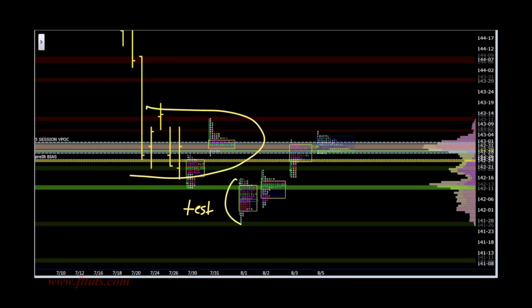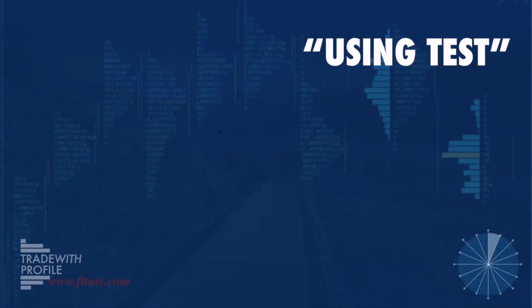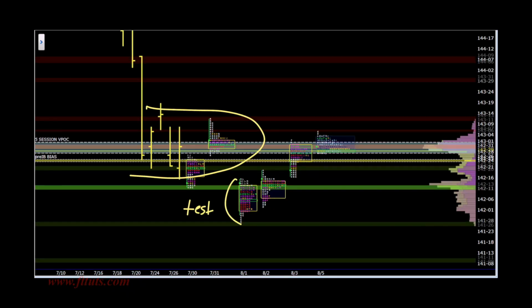we have multiple days of overlap. And then we have a session that opens lower. So that could be a new move lower, right? Away from balance, but what does it do?